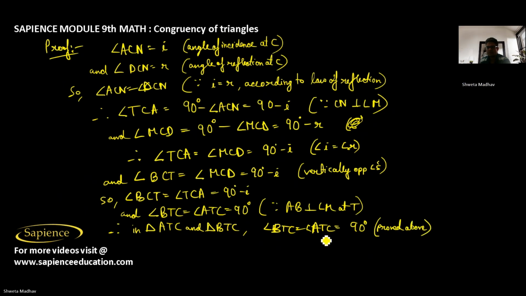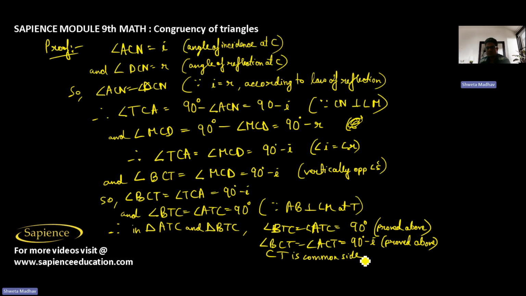above, and angle BCT equal to angle ACT, which is equal to 90 degree minus I, is also proved above, and CT is the common side. So therefore, I can say triangle ATC is congruent to triangle BTC by ASA rule of congruency.